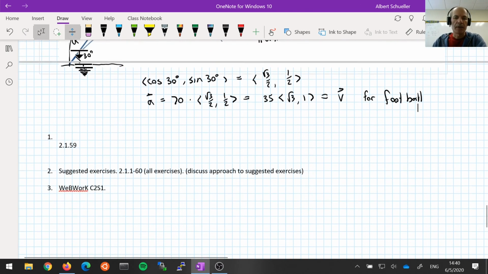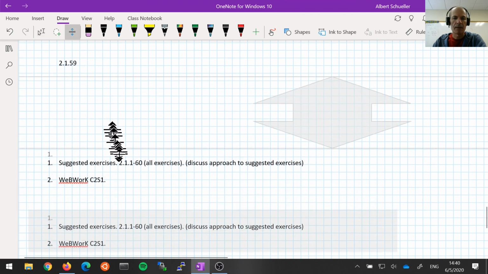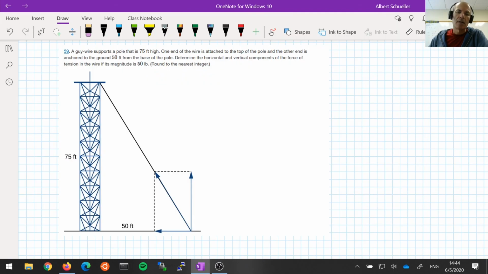All right, one more. Problem 59. A guy wire supports a pole that is 75 feet high. One end of the wire is attached to the top of the pole, the other is on the ground 50 feet from the base. We want to determine the horizontal and vertical components of the force of the tension in the wire if its magnitude is 50 pounds.